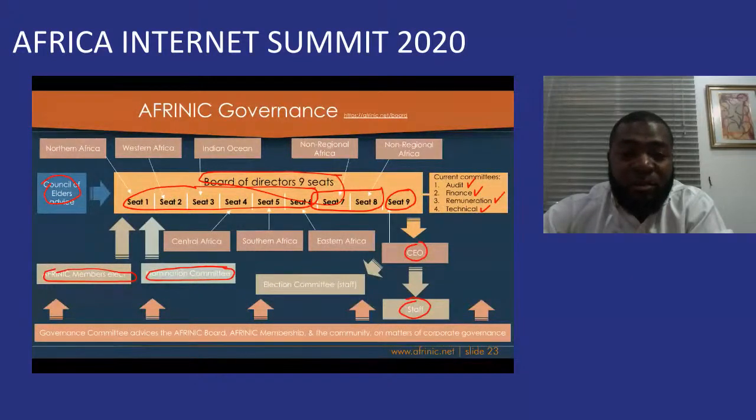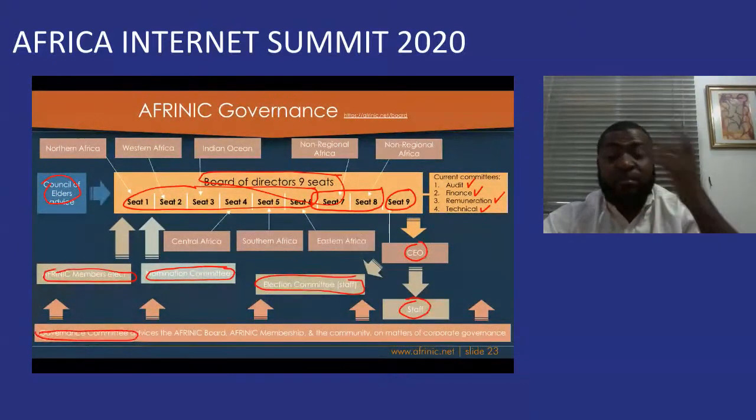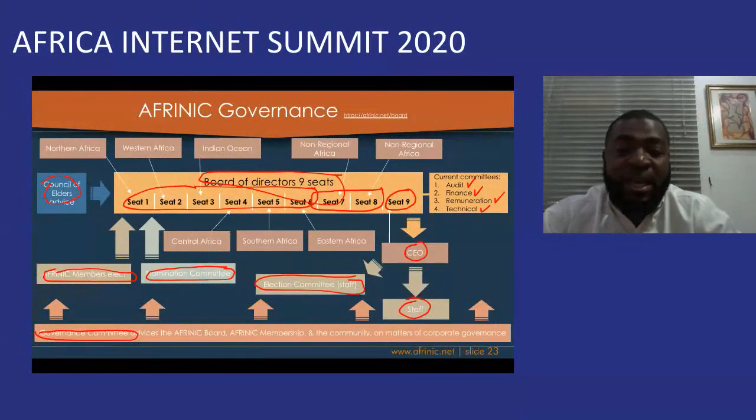We have the election committee, whose key role is to organize the election, and they have to be AFRINIC staff. We also have the governance committee, whose role is to advise the entire AFRINIC board members and the community on any corporate governance matters. So these are the elements of the AFRINIC governance.